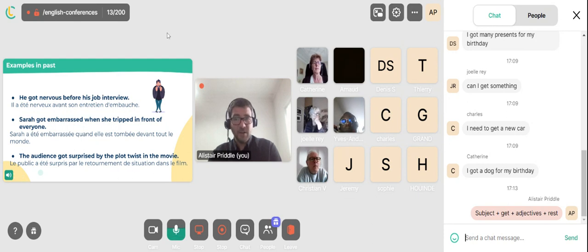And here are some examples that use the past simple version. He got nervous before his job interview. Sarah got embarrassed when she tripped in front of everyone. The audience got surprised by the plot twist in the movie.